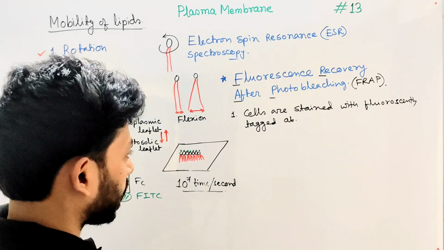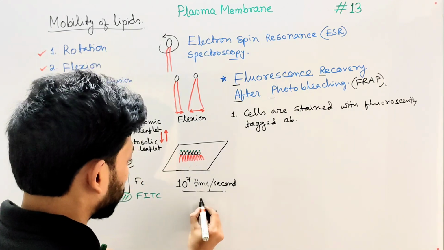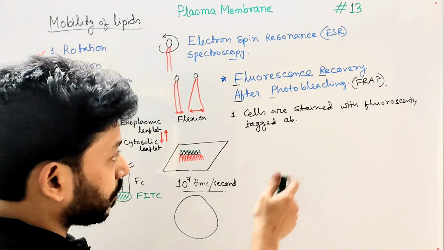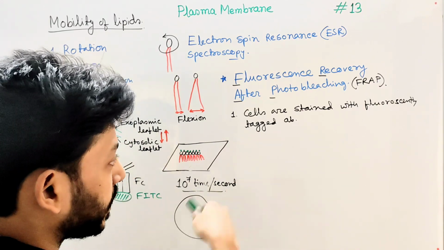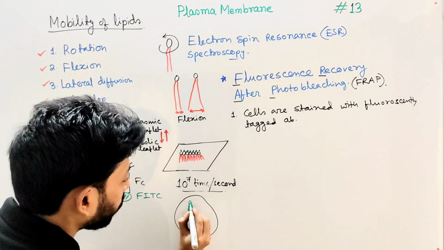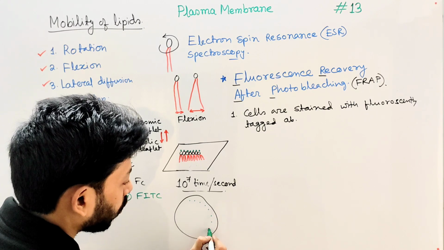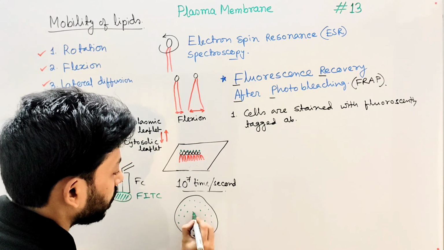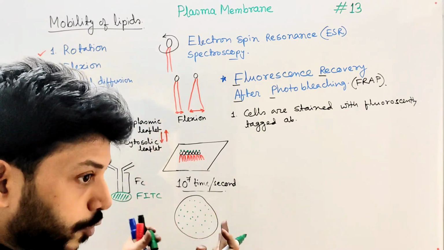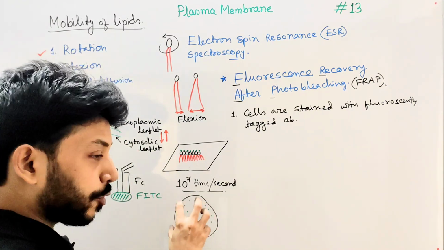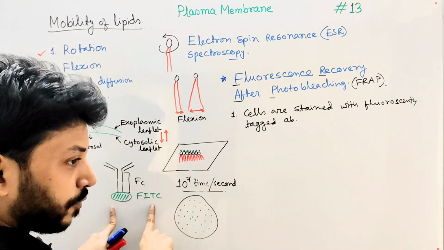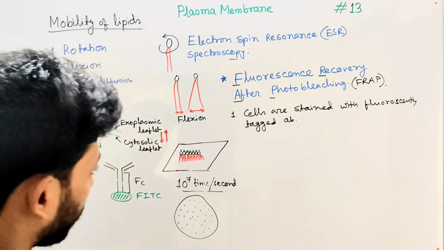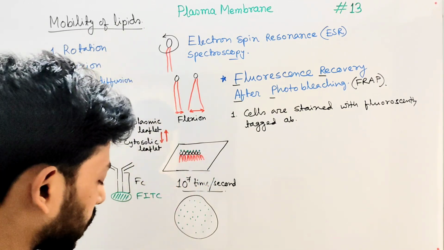Let's see in another way. Let's suppose this is the cell and we have stained these cells with fluorescent tagged antibody. Then we will find fluorescence coming from all over the cell membrane. I'm showing it in green color because I am using one fluorescent tag, that is FITC. It sends a green signal. This is the first step.